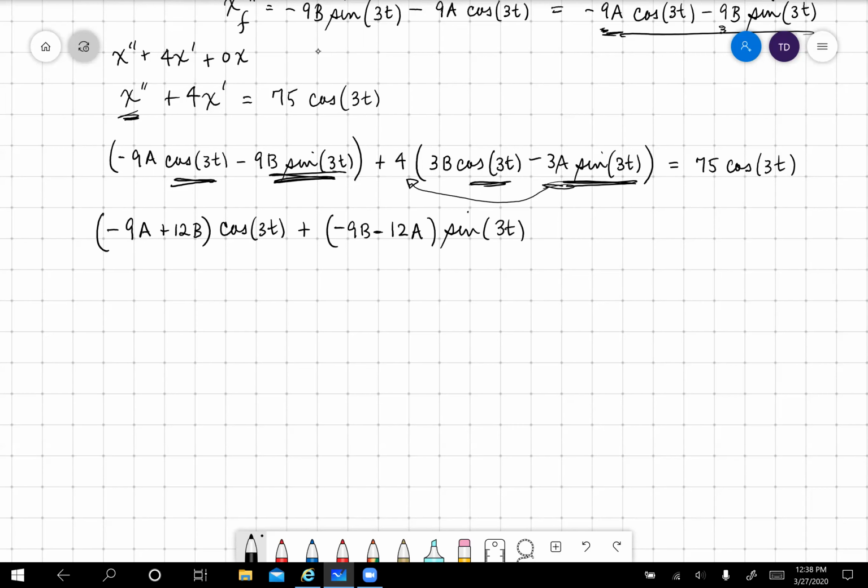Now, it's not written this way on the right-hand side, but I write it this way, equals 75 cosine of 3t plus 0 sine of 3t. There are no sine of 3t terms over here, so 0 is what I should be seeing as that coefficient. And now I'm going to equate this coefficient must be equal to this coefficient.